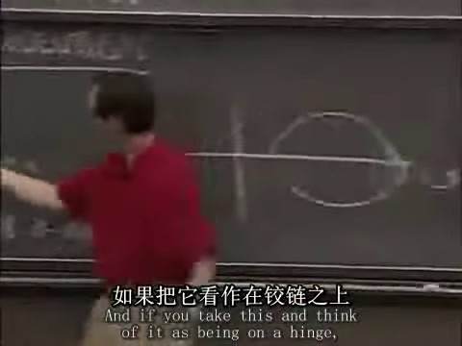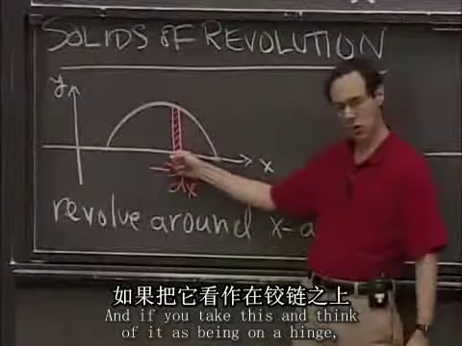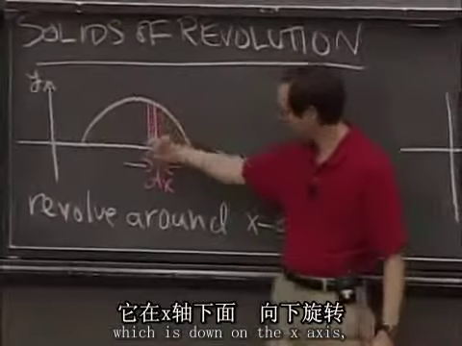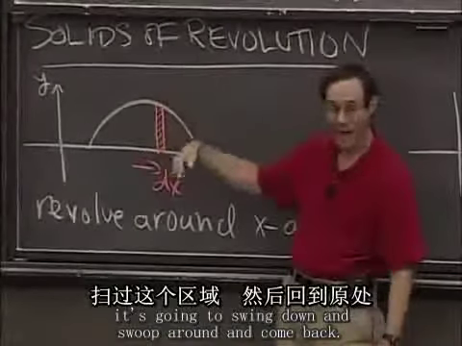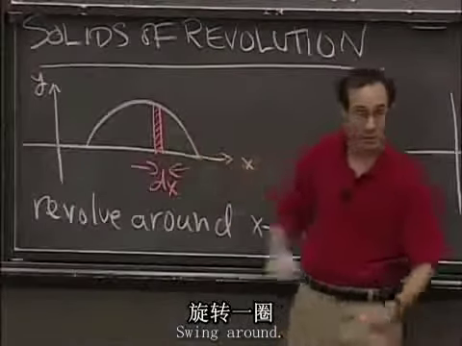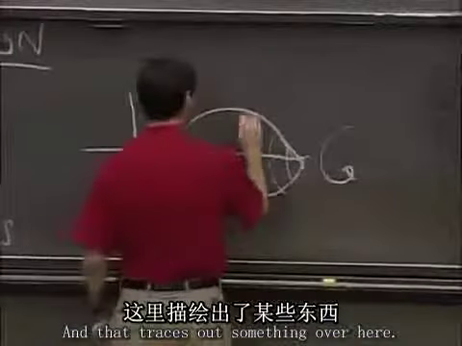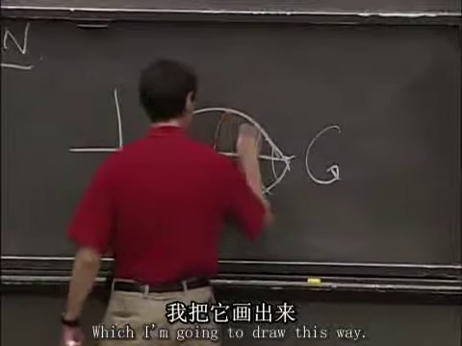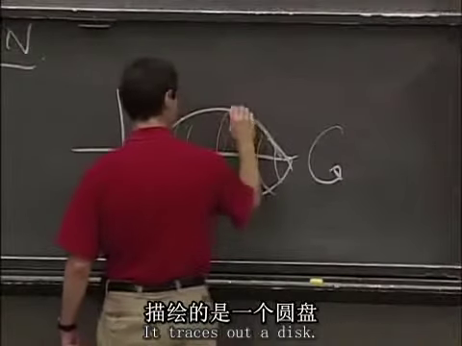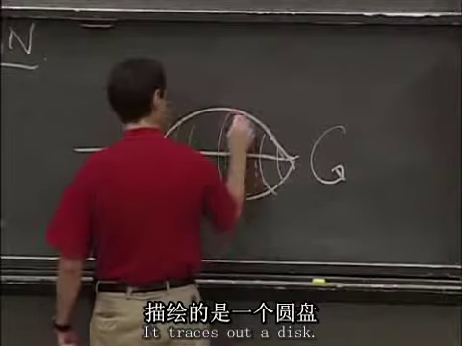And if you take this and think of it as being on a hinge, which is down on the x-axis, it's going to swing down and swoop around and come back, swing around. And that traces out something over here, which I'm going to draw this way. It traces out a disk.